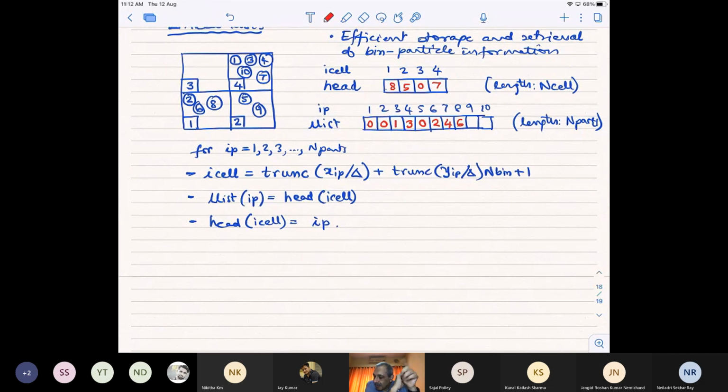Okay. So now, can someone tell me, what should I do for particle number 9? Sir, first look at L list. So 9 is in 2, set number 2. Head is 5. So 5 will be written below 9 and 9 will be written below 2 in the head. Correct.